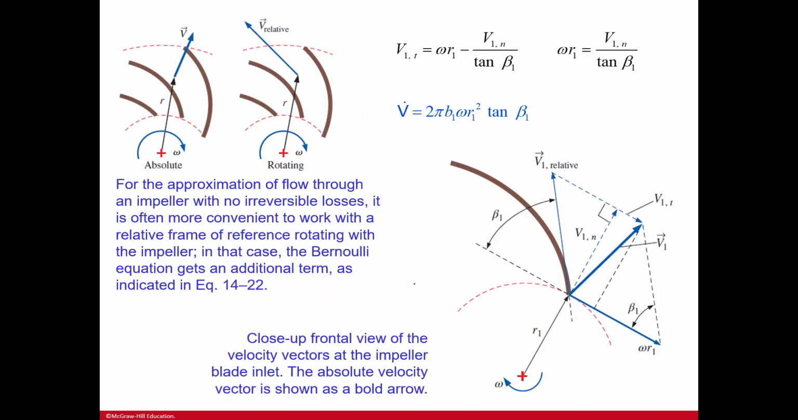So here's an approximation of flow through the impeller with no irreversible losses, so that ideal look. It is often more convenient to work with the relative frame of reference rotating with the impeller. In that case, the Bernoulli equation gets an additional term as indicated in equation 14-22. And then here is a close-up frontal view of the velocity vectors at an impeller blade inlet. The absolute velocity vector is shown in the bold arrow.